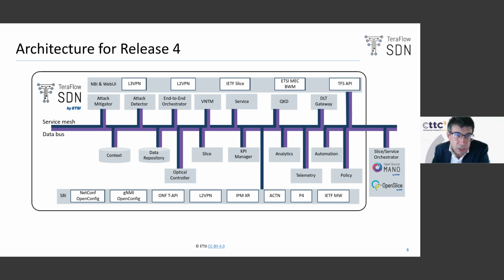Also, you see that we also incorporate several MBIs. We have more focus on layer 3, layer 2 VPNs. We have also stabilized the slice YANG draft from IETF, and we are also promoting ETSI bandwidth management from the ETSI MEC group. And finally, we present what is called the TFS API.